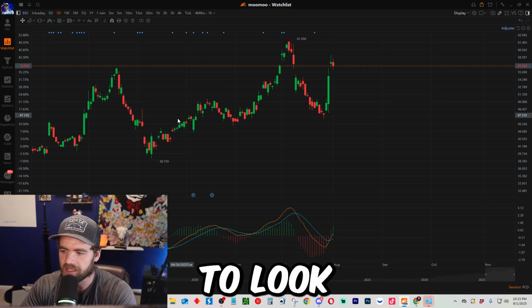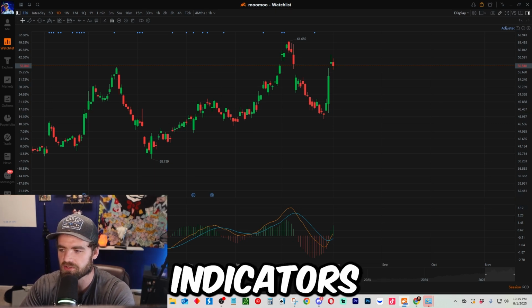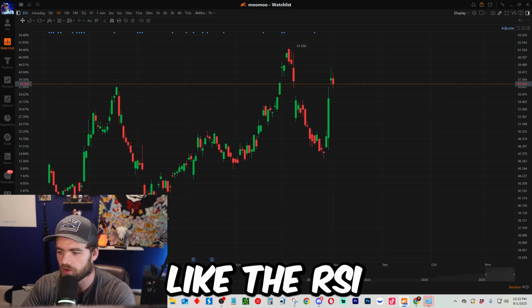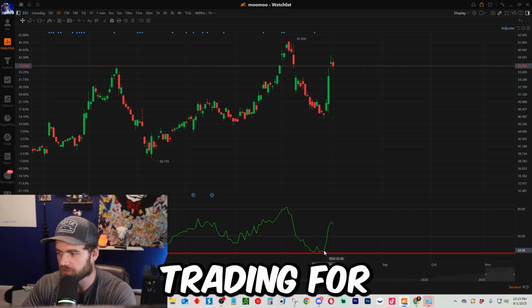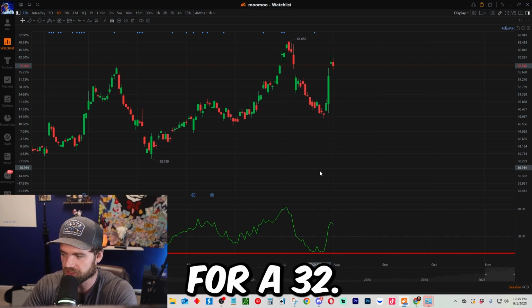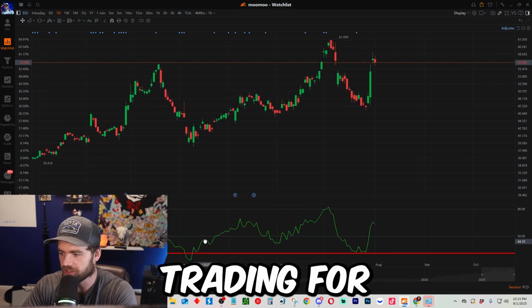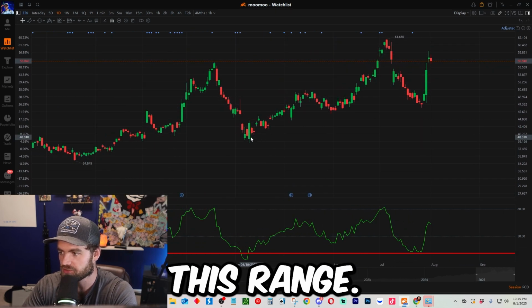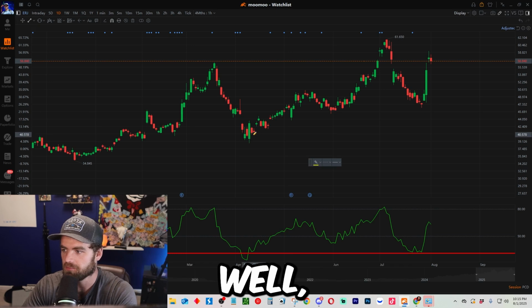Well, you want to look at other indicators. Other indicators for me are going to be looking at the RSI, which was trading at about a 32, right? You can see right here where it's trading at a 32. And the last time it was trading at a 32 was back in this range. And what happened? Well, very simple.